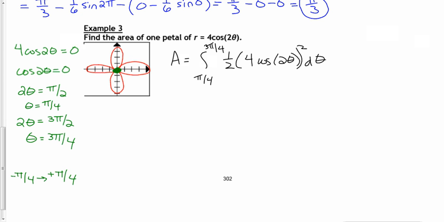Here is my setup in black. So what I would like for you to do now is also pause the video and work this out. I believe the answer is 2 pi. So go ahead and pause the video now, please.